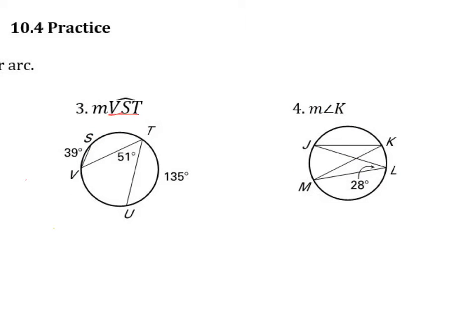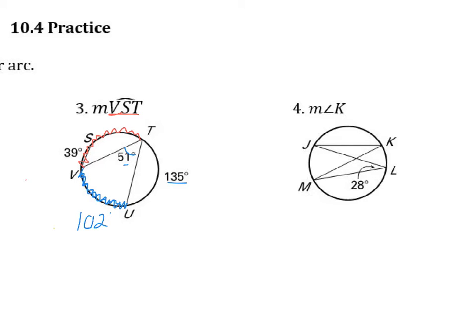Next problem, I'm looking for arc VST, so V to S to T. I already have 39, which is part of that arc, but I'm going to need ST if I want to figure out the rest. Okay, so let's focus on what we actually do have. So I have this arc over here, TU, which is 135. And then this arc right here, VU, is the intercepted arc from this inscribed angle. So I know it's going to be 102 degrees, double that 51.